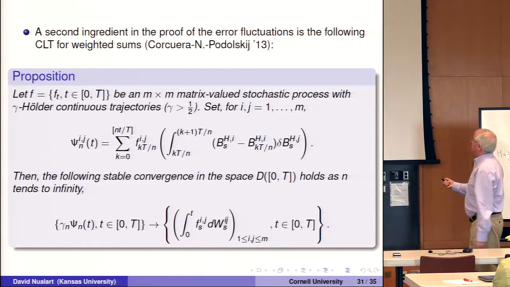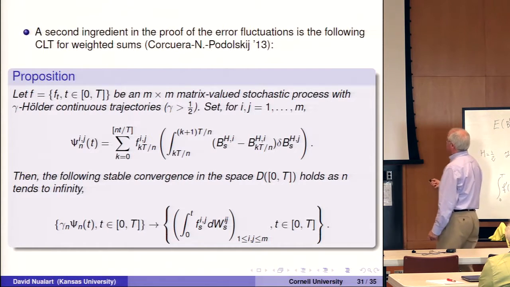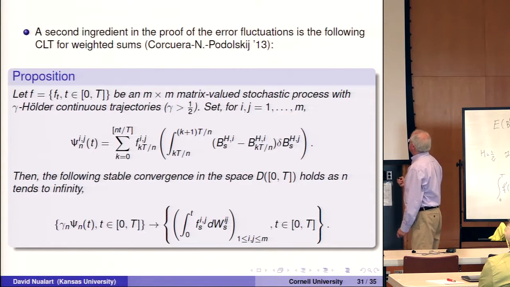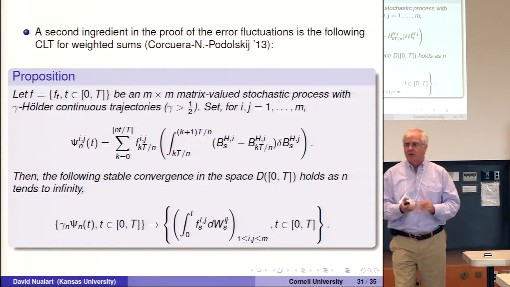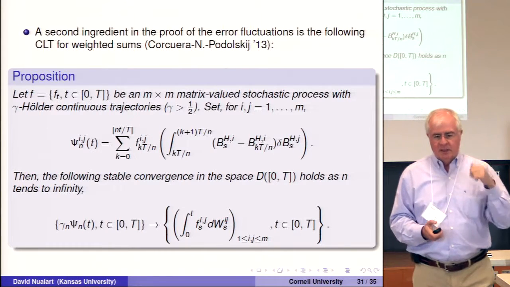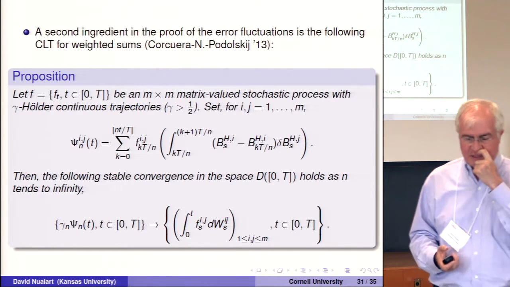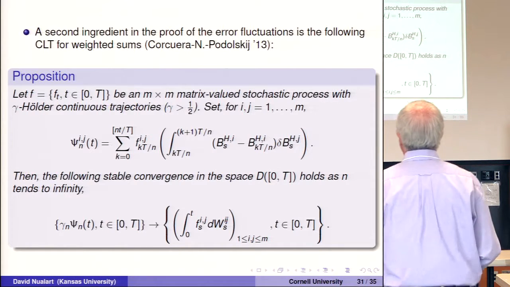Well, there is a general central limit theorem for weighted sums that we proved in a paper with Cornell and Podolsky. And then as a consequence, you take something like this. And this is the type of terms that you get in your error fluctuation of the Euler schemes. And the proof of this weighted theorem is based on this small block and big block proposition.